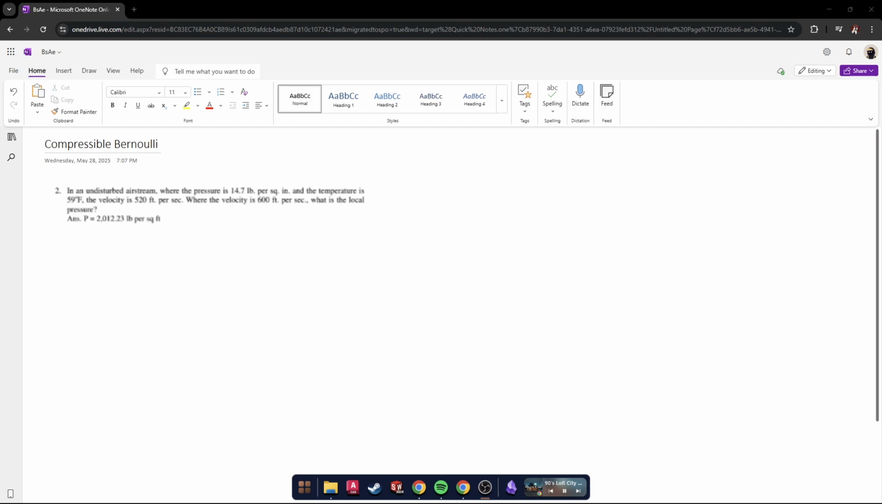Compressible Bernoulli. Question 2. In an undisturbed airstream where the pressure is 14.7 pounds per square inch and the temperature is 59 degrees Fahrenheit, the velocity is 520 feet per second. Where the velocity is 600 feet per second, what is the local pressure?